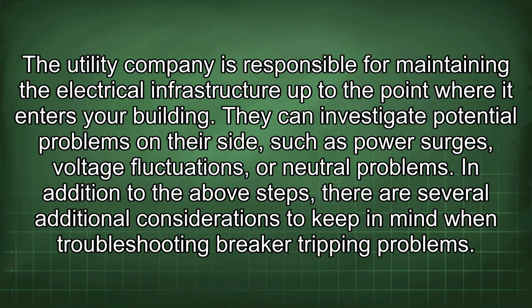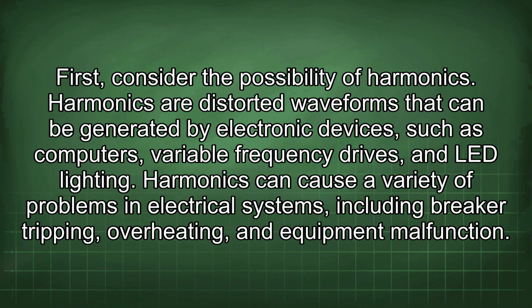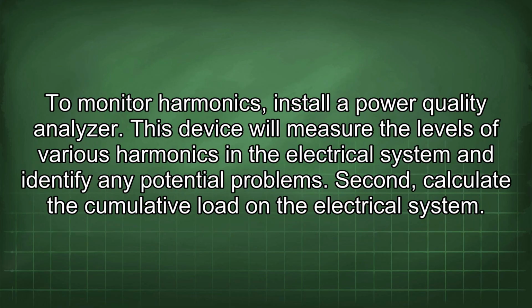In addition to the above steps, there are several additional considerations to keep in mind when troubleshooting breaker tripping problems. First, consider the possibility of harmonics. Harmonics are distorted waveforms that can be generated by electronic devices, such as computers, variable frequency drives, and LED lighting. Harmonics can cause a variety of problems in electrical systems, including breaker tripping, overheating, and equipment malfunction. To monitor harmonics, install a power quality analyzer. This device will measure the levels of various harmonics in the electrical system and identify any potential problems.